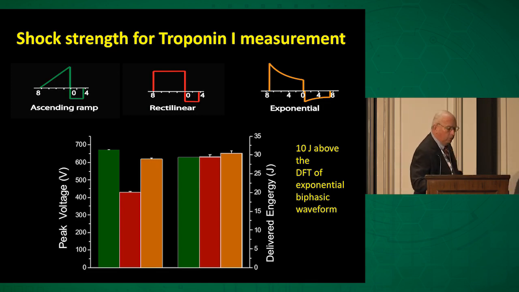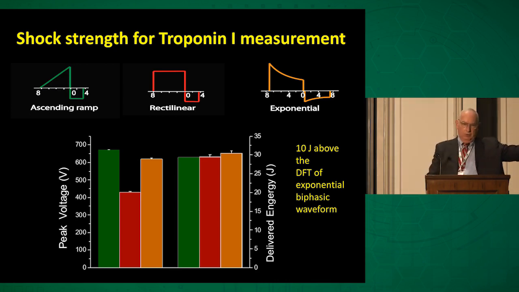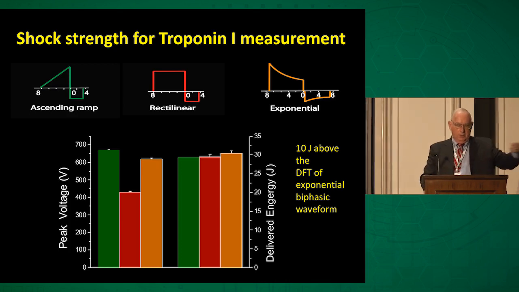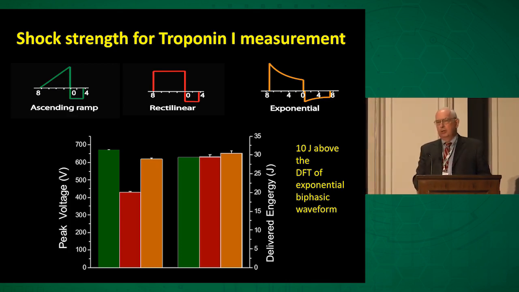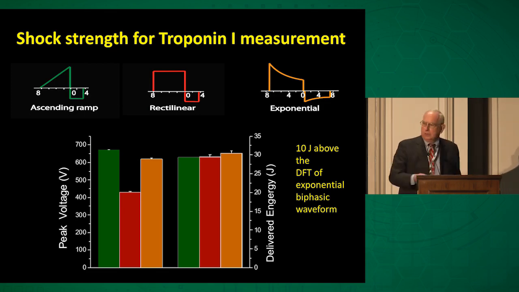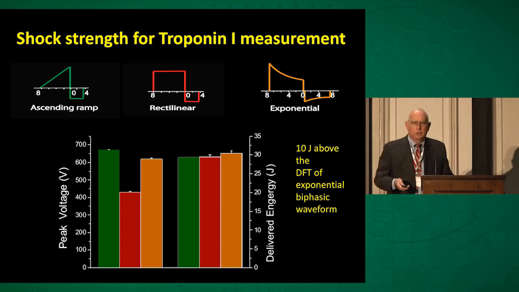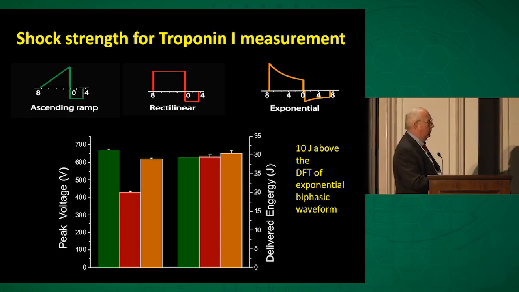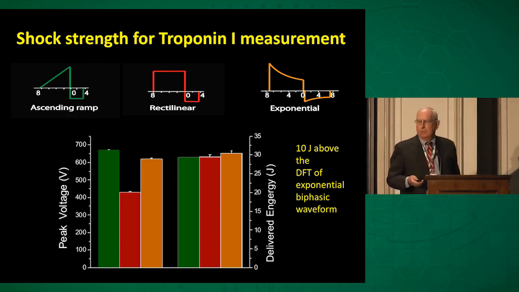All right, so what we wanted to do is give a shock that was pretty sure to defibrillate and then measure troponins at baseline and every 2 hours after that, troponin I. So what shock strength should we use? Well, normally, do you still use a 10? You don't even determine DFTs anymore, do you? But it used to be you'd find the DFT and you'd take a 10 joule safety factor. So that's what we decided to do.